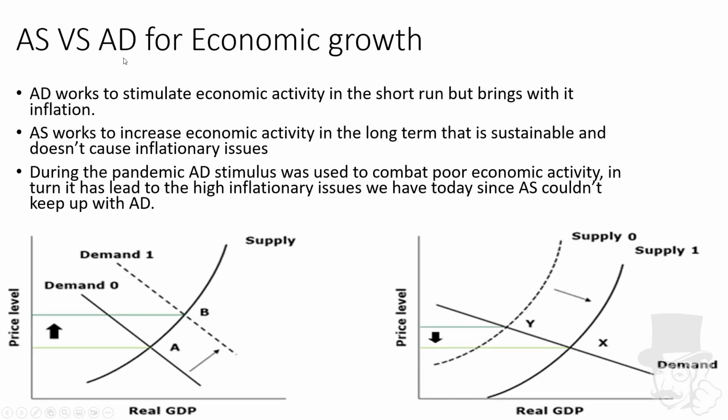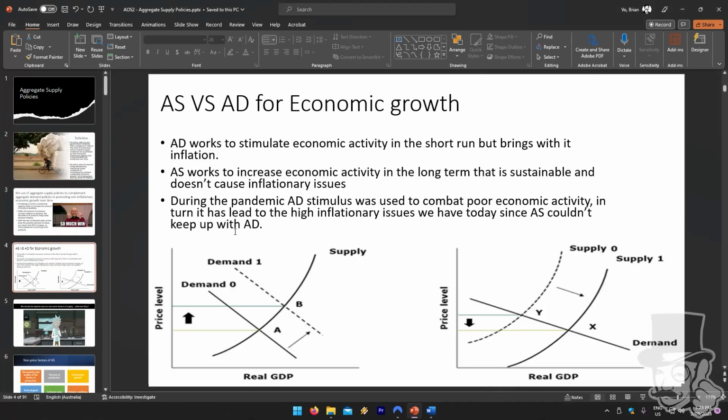So AS versus AD for economic growth. When you stimulate AD, it only really works in the short run because it brings with it some inflation. And that inflation eventually deters people from spending and brings AD back to where it was prior. At university they do this thing called the short run and long run aggregate supply line. You might have seen it before. It looks something like this.